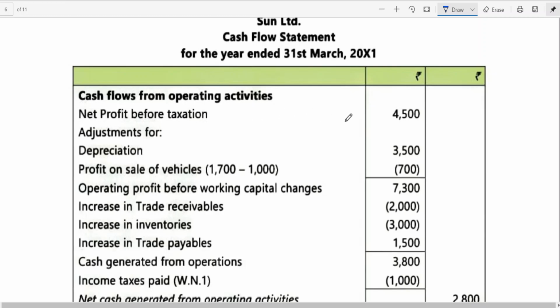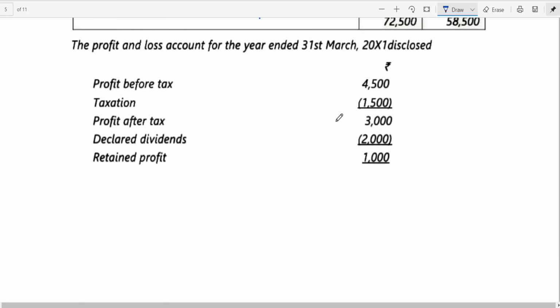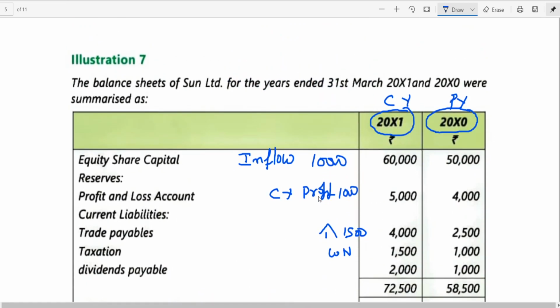So net profit before taxation has been given, and this is what I need to start with. Profit before tax 4500 has been given here. Because the profit and loss account for the year ended is given, how did you get this 5000 and 4000? As I told you, in simple words, this is retained profit, not current year profit actually. Better use the word retained profit, my dear friends. This is after all adjustments.